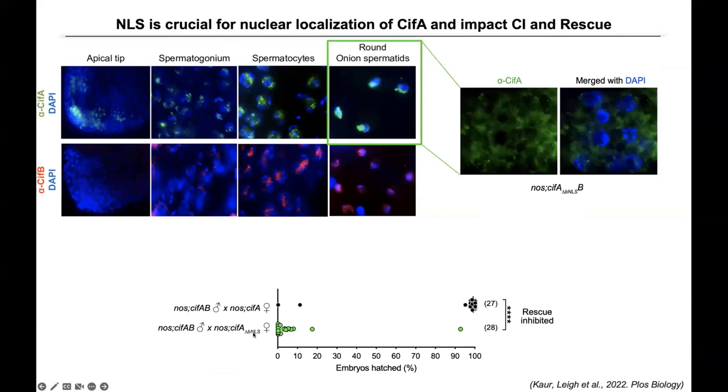We did the CI crosses by expressing the CIF-A mutant that does not have the NLS. So these females then lose the ability to rescue CI compared to the control CIF-A. And when we expressed CIF-A without the NLS together with B, which is a CI-causing line, the CI ability is also inhibited, which means that this NLS sequence is important for nuclear localization of CIF-A as well as impacting CI and rescue phenomena.